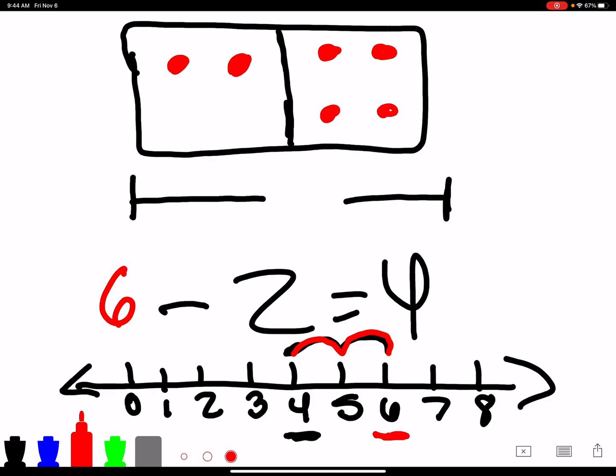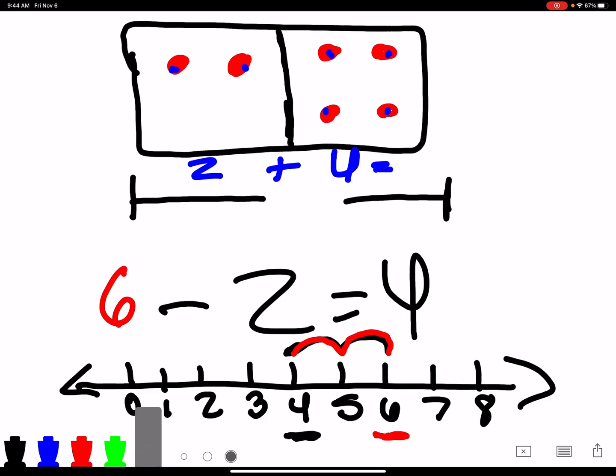But if we were trying to think of this problem as part plus part equals the whole, right? So let's count how many dots we have to see if these equations match up. How many dots do we have up here? We have 1, 2. We have 2. And then we have 1, 2, 3, 4. We have 4. So 2 plus 4 equals what?